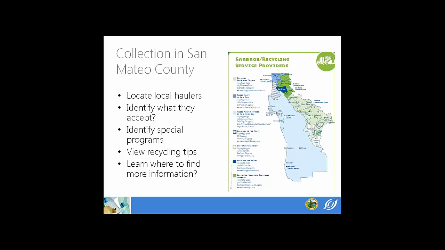What we'll talk about a little bit later is I will go onto the website and I'll show you where you can find information about your local collection for waste and recyclables. I'll show you how to find out who your hauler is, what they accept, and what are some of the special programs that are offered in the county.